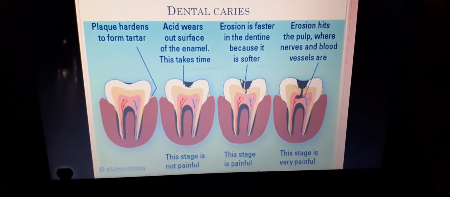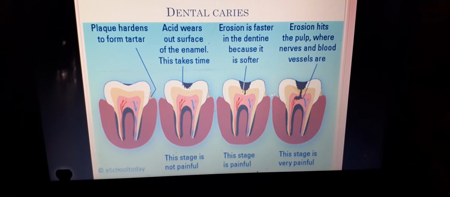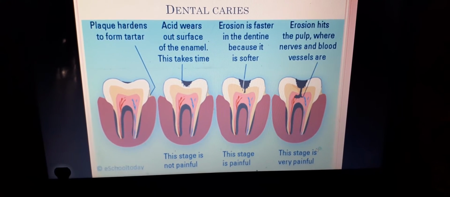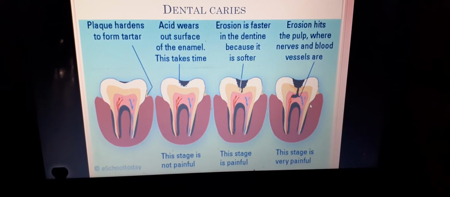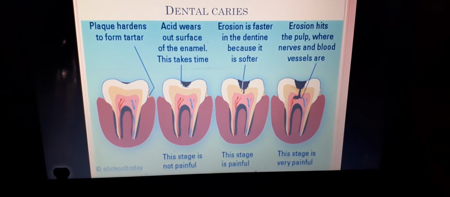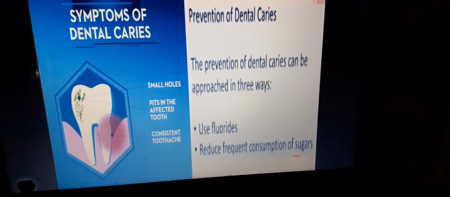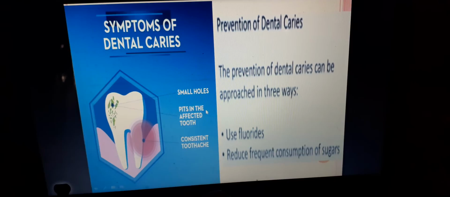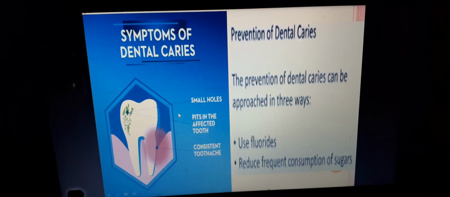In the third diagram you can see it goes deeper and finally reaches the blood vessels and nerves, and this stage is very painful. So this is about cavity formation. When we do not take proper care of our teeth, these cavities are formed. What are the symptoms of these dental caries? Small holes or pits in the affected tooth, and consistent toothache, meaning pain.